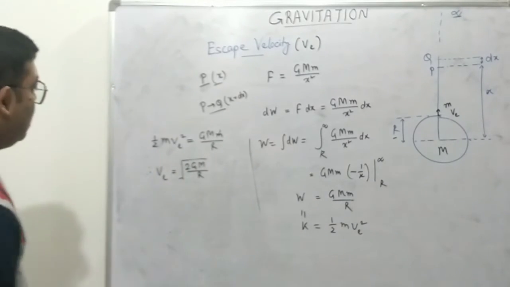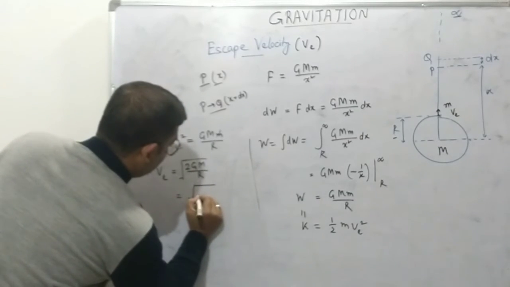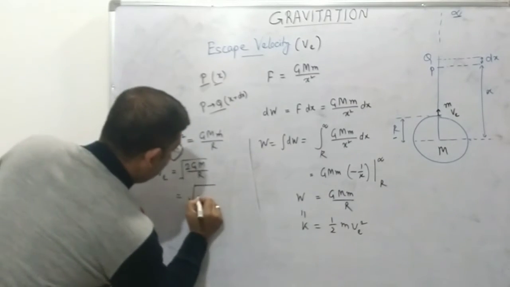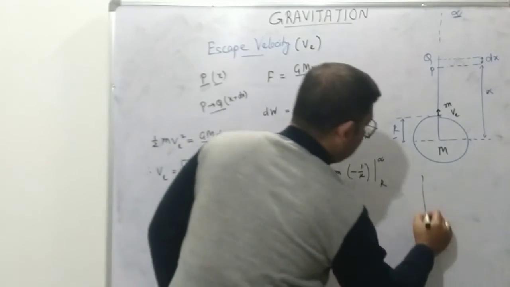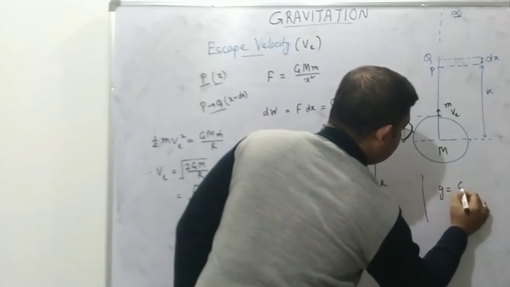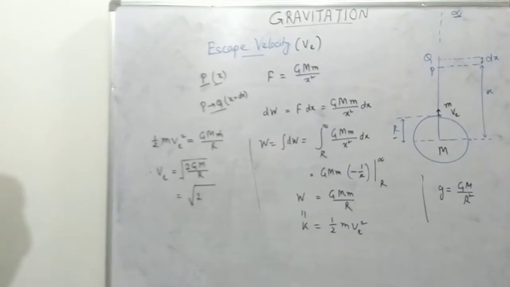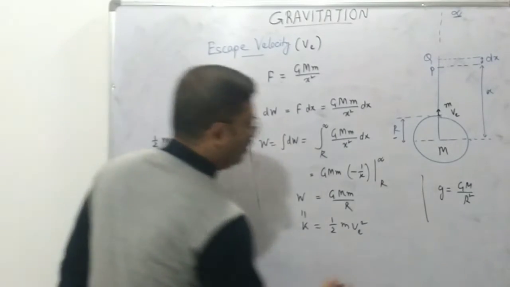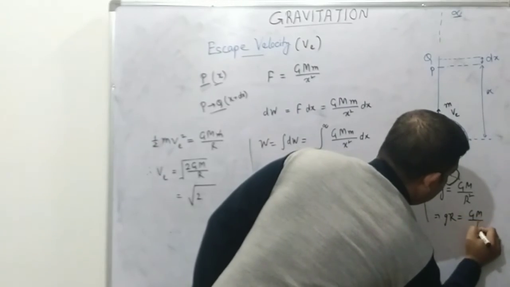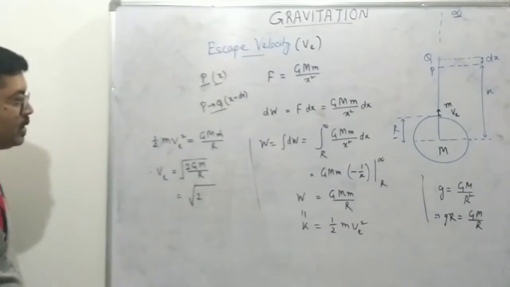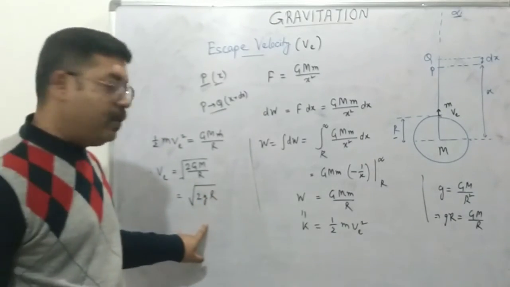Or we can rewrite this. We know that g is equal to G M by r squared. So g r will be equal to G M by r. So G M by r can be substituted with g into r. That is another expression for it.